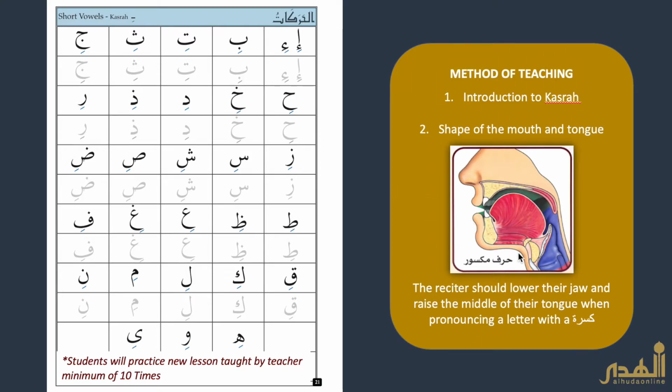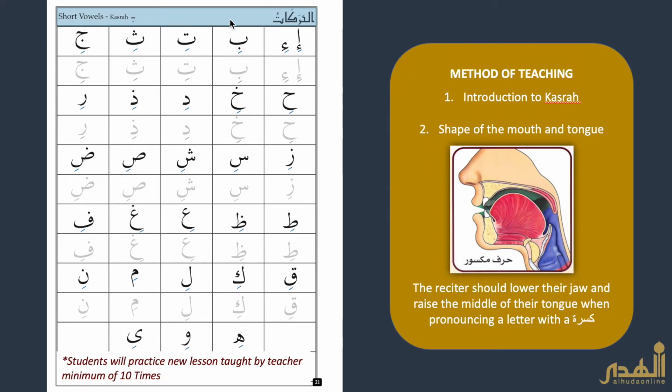You don't have to show this image. This is more for you as a teacher to know the correct way of articulating the kasrah. It's important that we don't introduce them to wrong things. For example, some people say make a smiley face. That's not really something that needs to be taught. It's not the correct way. It is only the lowering of the jaw, and the middle part is raised slightly. That is how we would pronounce the kasrah when it's underneath the letter.